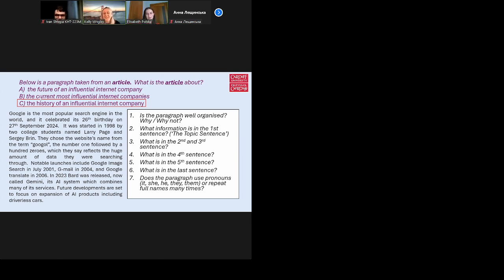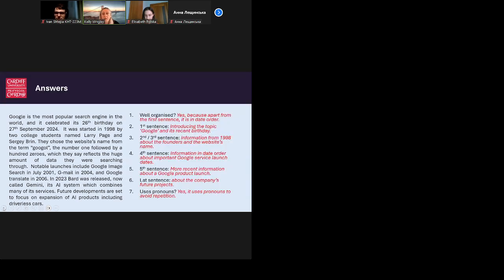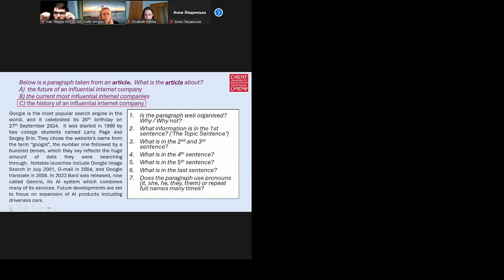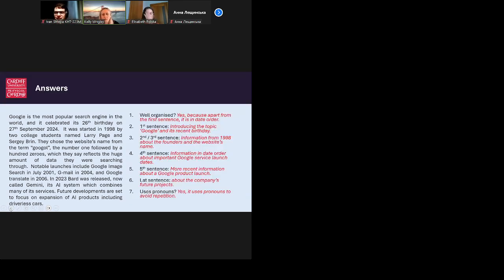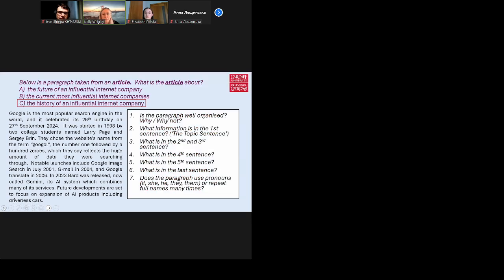Still think no? Oh, the answers have all come up at once. That's not what I wanted at all. But yes, the answer is it is well organized because it goes in date order. Maybe I didn't make it clear that it's just one paragraph from a whole article. You're right, there is a lot of information in there. But it is well organized.